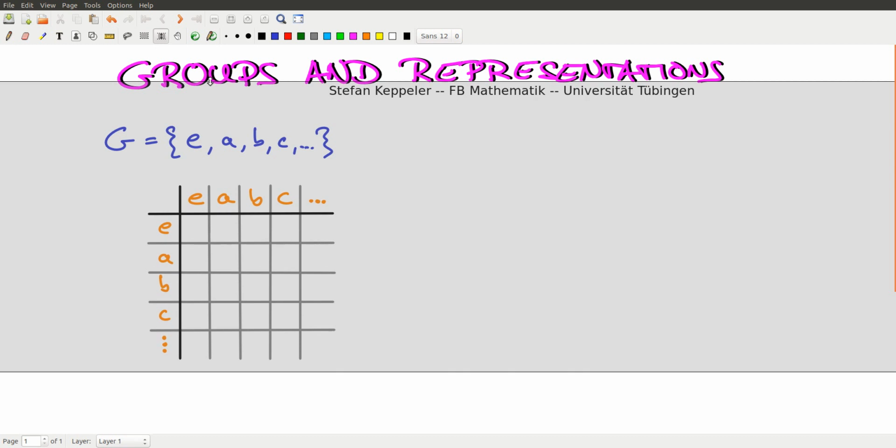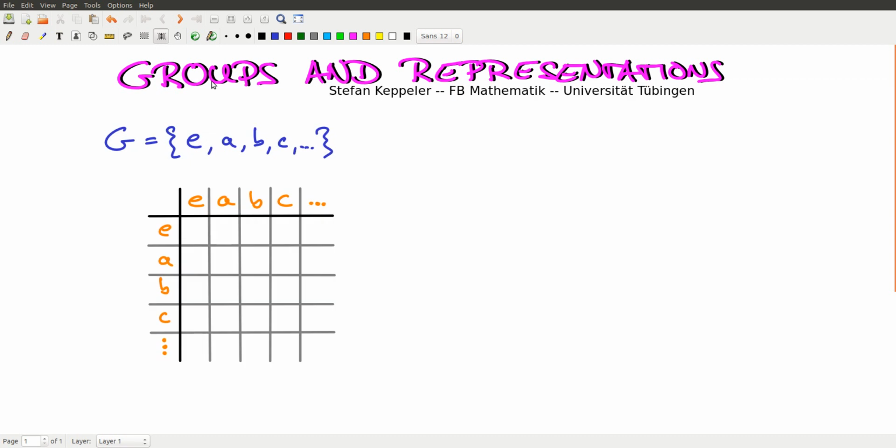group elements in each row and each column. Now we say that E times E is E again, E times A is A, and so on. So that's just the property of the identity. Same for the first column, A times E is A, B times E is B, C times E is C, and so on. And now we determine what A times A is and write it here.